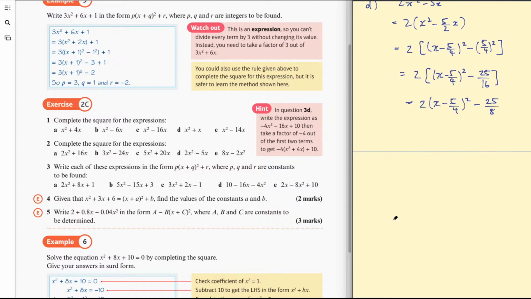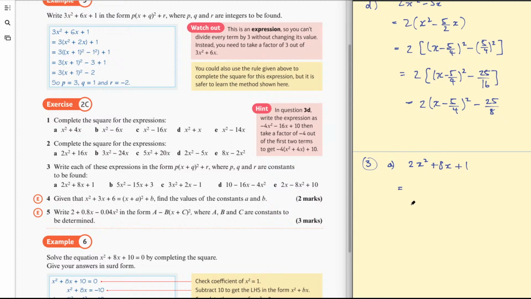On to question 3. It says write each of these expressions in the form p bracket x plus q all squared plus r, where p, q, and r are constants to be found. Okay, so now we have 3 terms. Previously we've just been doing it with 2 terms. Let's do it with 3. So 2x squared plus 8x plus 1.